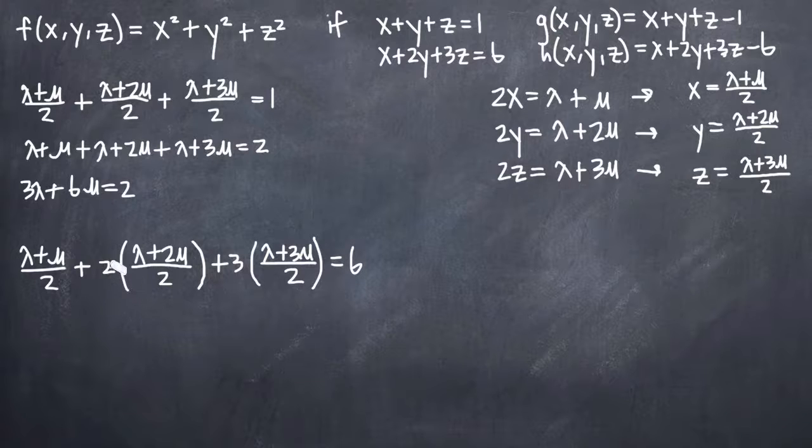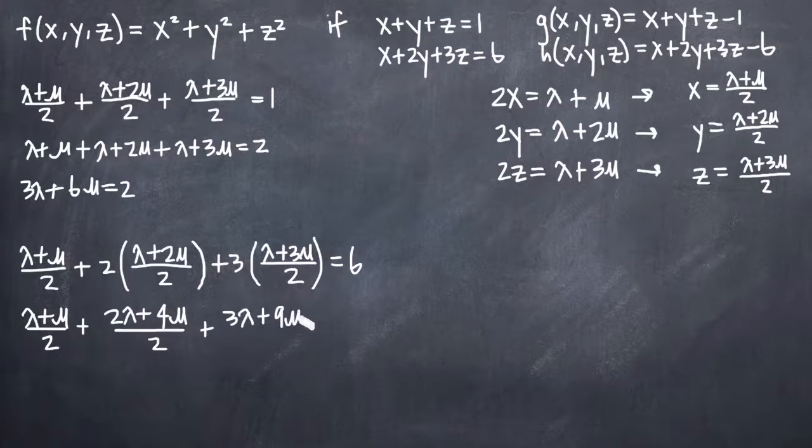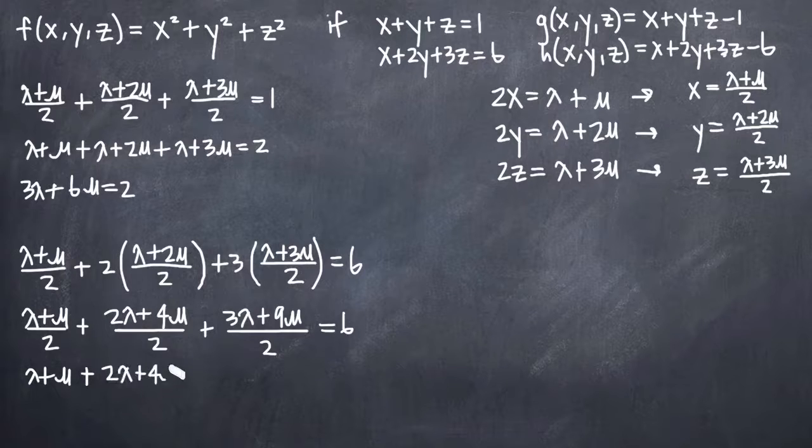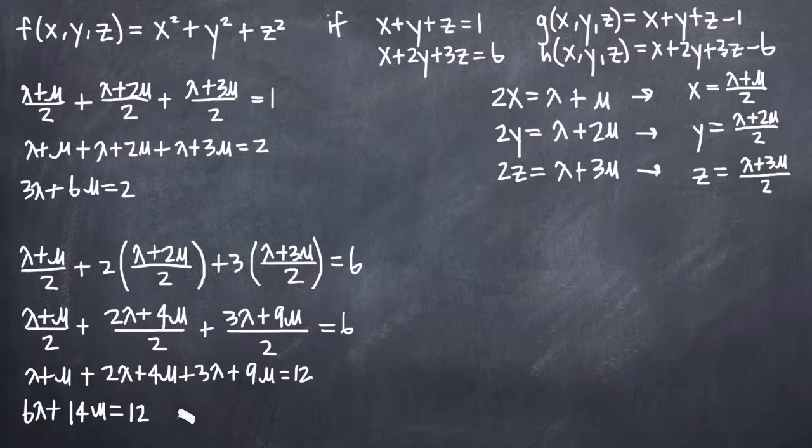Now we'll go ahead and distribute the 2 across this fraction here and the 3 across this fraction. And now we'll multiply both sides by 2 to cancel the fractions. And now we'll just combine like terms to simplify. We'll go ahead and divide through this equation by 2 to simplify. So we'll get 3 lambda plus 7 mu is equal to 6.